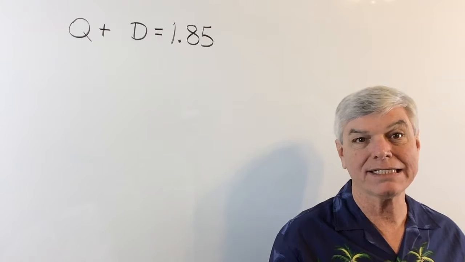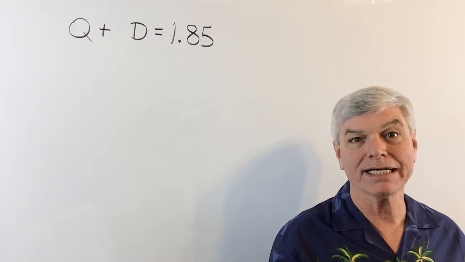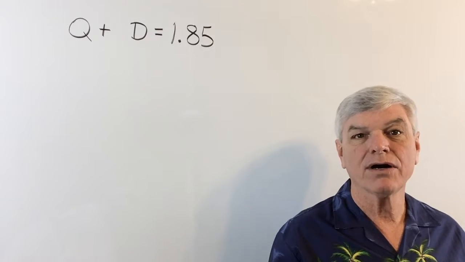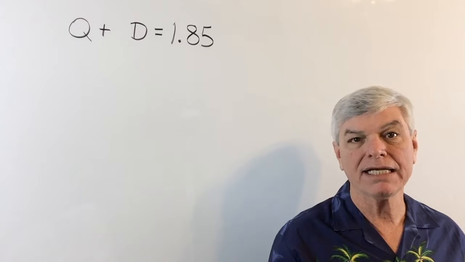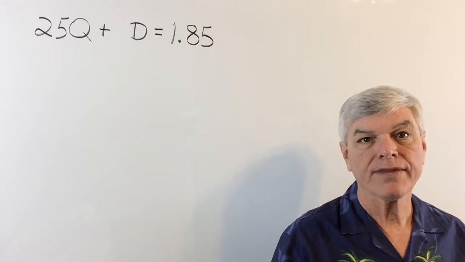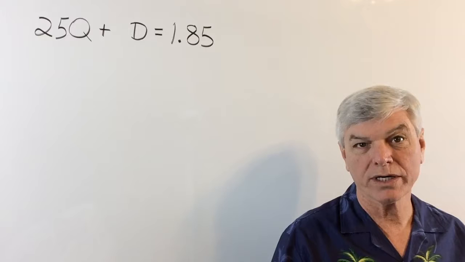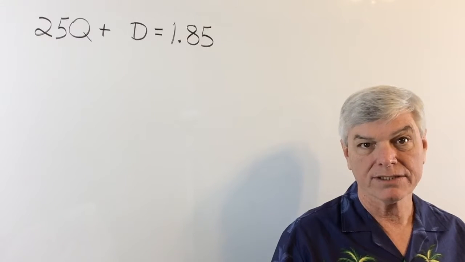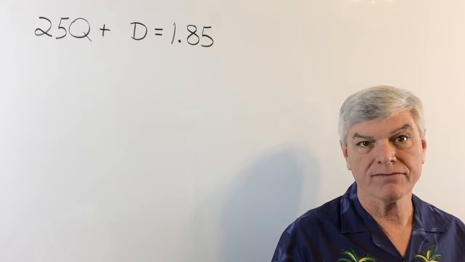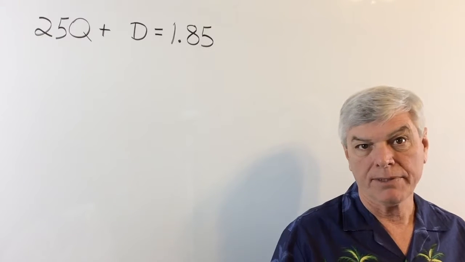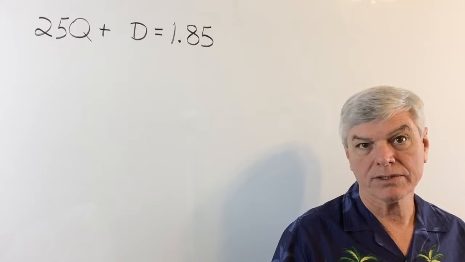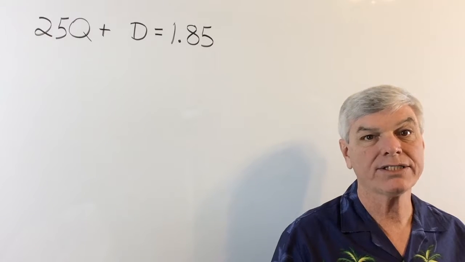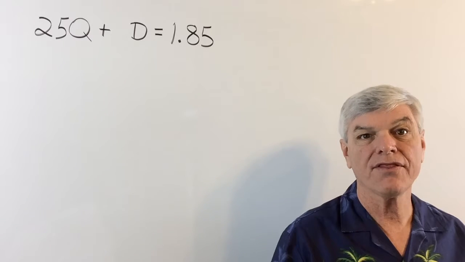P is going to be pennies, D is going to be dimes, N is going to be nickels, and that's the way this works. But what's the value of a quarter? How many pennies are in a quarter? That's right, the value of a quarter is 25 cents, and it's always going to be 25 cents. You're always going to have 25 in front of a Q. You're going to be doing a bunch of problems like this, and you're always going to put 25 in front of a Q when you're talking about the equation that relates to the value.